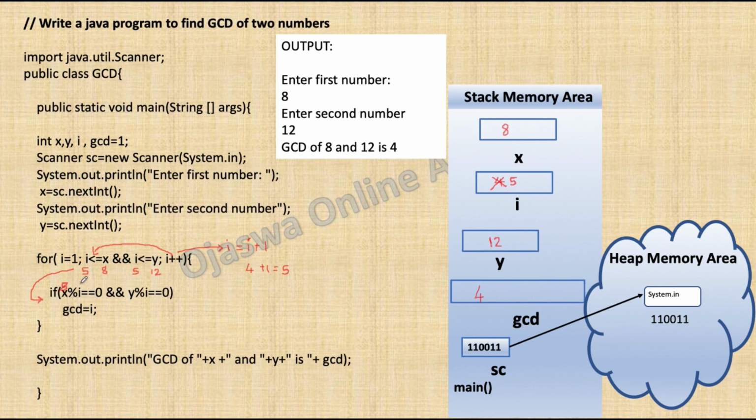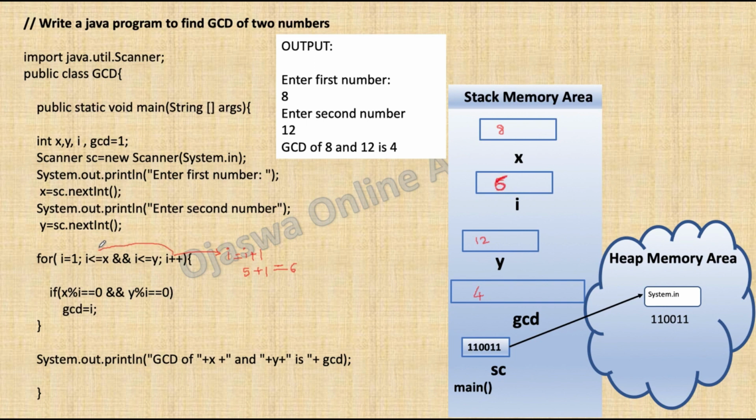Here 8 divided by 5 does not give remainder 0. 8 is not completely divisible by 5. Hence the condition becomes false. When the first condition is false, the next condition is not evaluated and control of the execution does not go inside the if block. From here, it will go back to the increment statement. Again, i is incremented. Value of i is 5 plus 1, 6. So now the updated value of i is 6. Hence 5 is replaced with number 6.